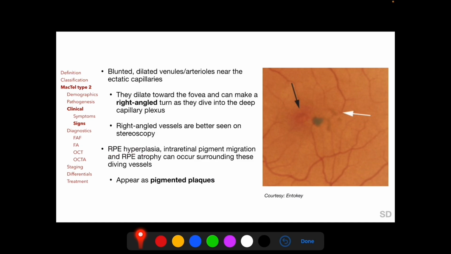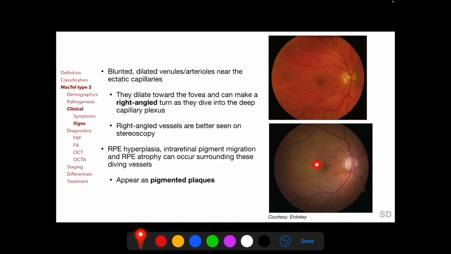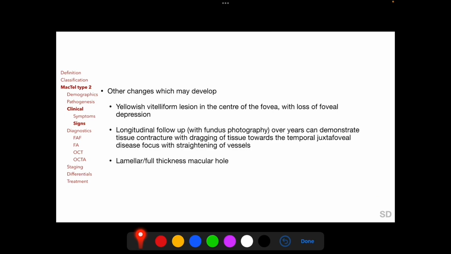RPE hyperplasia and intraretinal pigment migration occur surrounding these diving vessels and appear as pigmented plaques, as seen here in this clinical photograph and also in these two clinical photographs. We can also see the blunted and dilated vessels in these two clinical photographs. Loss of foveal depression may appear as an altered foveal reflex, and longitudinal follow-up over years can demonstrate tissue contracture with dragging of tissue towards the disease focus in the temporal juxtafoveal area.